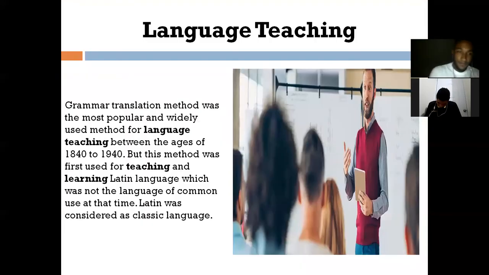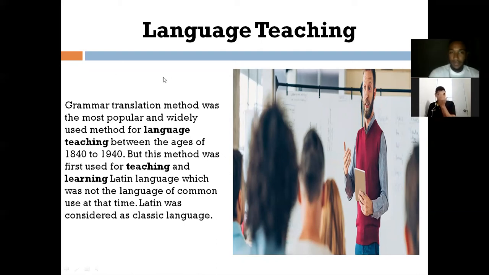Language teaching. The grammar translation method was the most popular and widely used method for language teaching between 1840 and 1940. But this method was first used for teaching and learning the Latin language, which was not the language of common use at that time. Latin was considered a classic language.